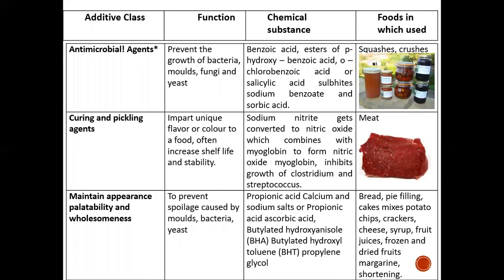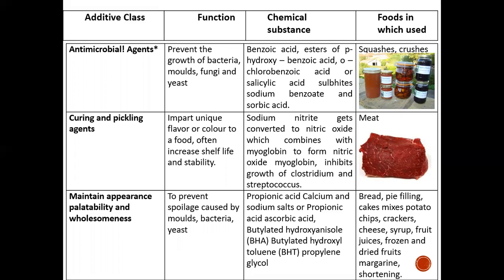Then antimicrobial agents are anything that prevents the growth of microorganisms, bacteria. All our preservatives come under this category. We have benzoic acid, chlorobenzoic acid, salicylic acid, sodium benzoate, sorbic acid, present in squashes, jams, crushes, etc. They use a lot of antimicrobial agents.